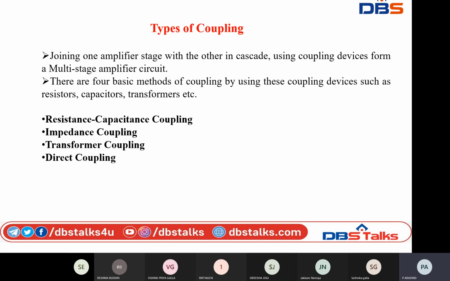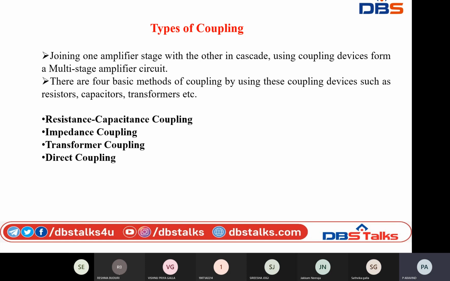Types of coupling. Here we have four basic methods of coupling by using coupling devices such as resistors, capacitors, and also transformers. The first one is resistance capacitance coupling, the second one is impedance coupling, the third one is transformer coupling, and the last one is direct coupling.